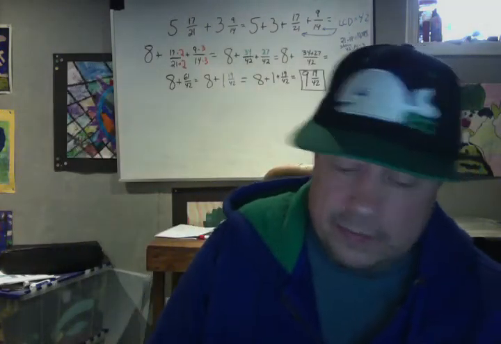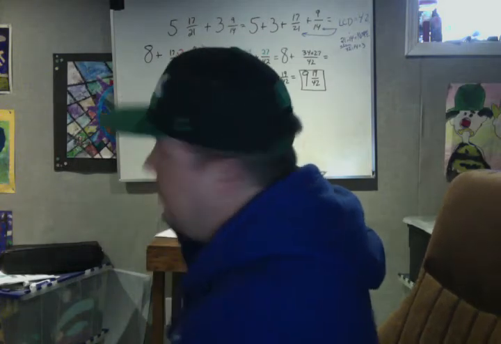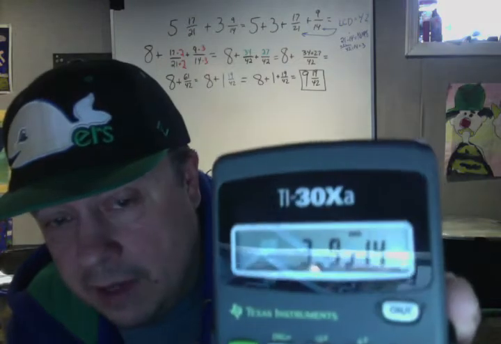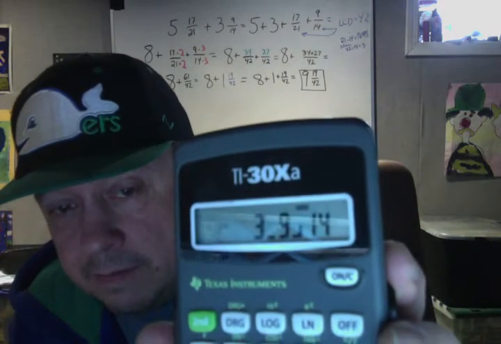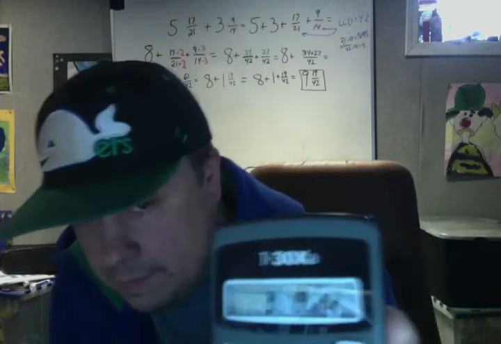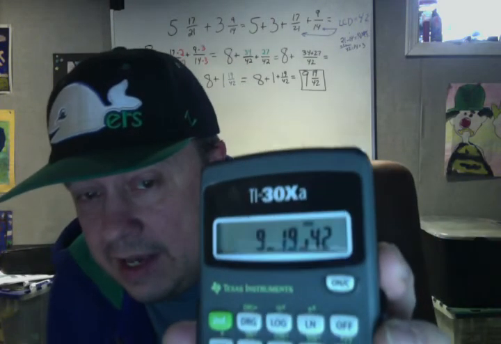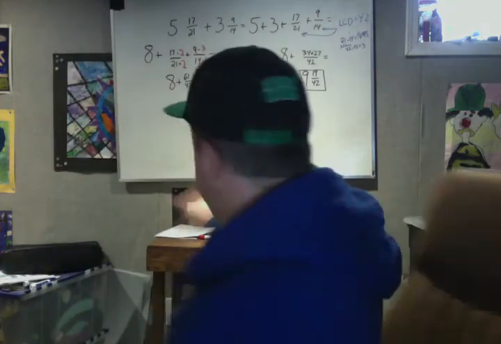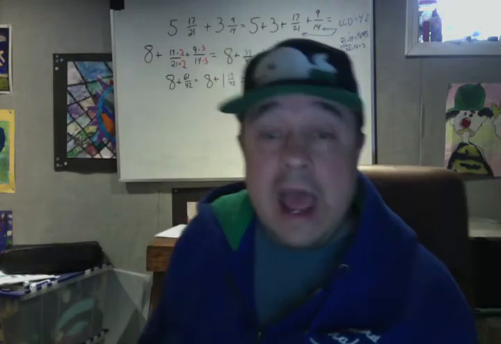Now I'll hit plus, and I'll put the other guy in. There's the 3. 3 and 9 over 14. 3 ABC 9 ABC 14. There is my 3 and 9 over 14. Now I'm going to hit equals. Okay? Do you now see 9 and 19 over 42? The thing I worked so hard to get. Had the 19 over 42 come out to something that was reducible, that would have reduced.